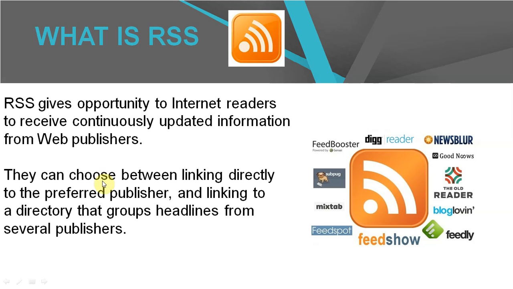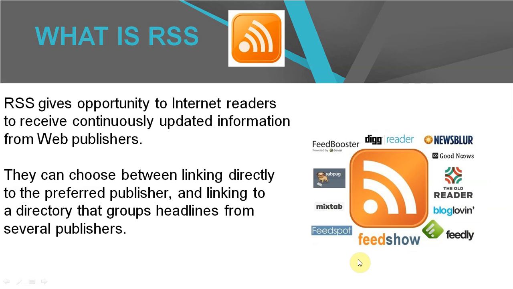linking directly to the preferred publisher and linking to a directory that groups headlines from several publishers. So it can access different types of publishers. It can connect with different types of publishers for the news headlines. So, this type of linking is required in the case of RSS. You can see here some examples: Feedbooster, Digg Reader, News Builder, Good News, Old Reader.